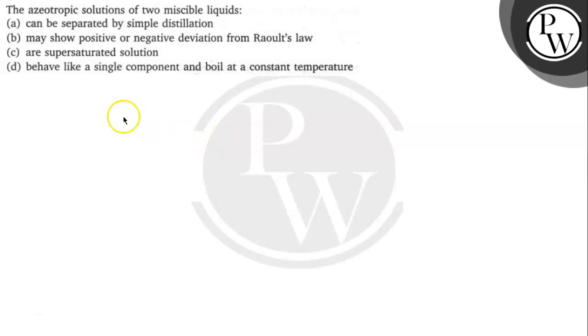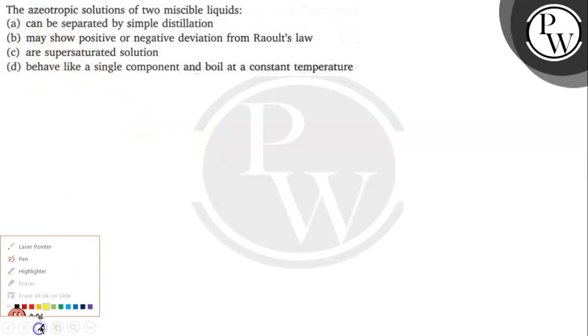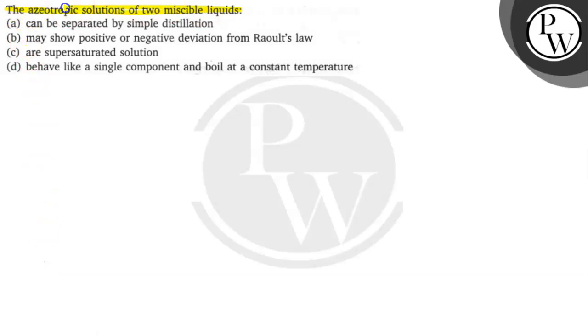So, bachcho, let's read this question. The question says that the azeotropic solutions of two miscible liquids. Miscible means when two liquids are mixed, it is like one liquid, so it can be separated like this type of liquid. So azeotropic solution of two miscible liquids is... you have to find out the suitable answer for it.